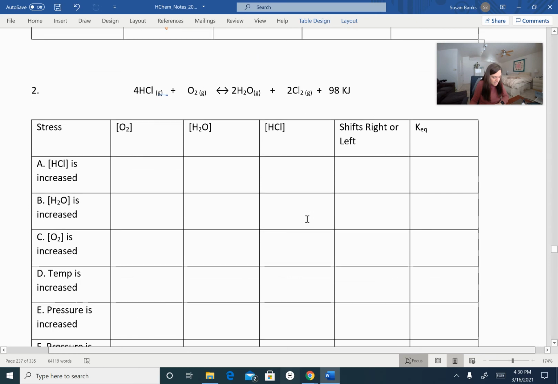All right. Last but not least, there's this one. Take a minute, see if you can figure it out. Now, I've got a positive 98 kilojoules.